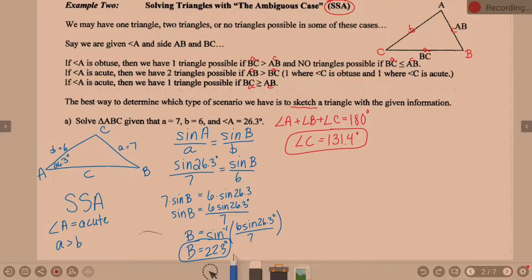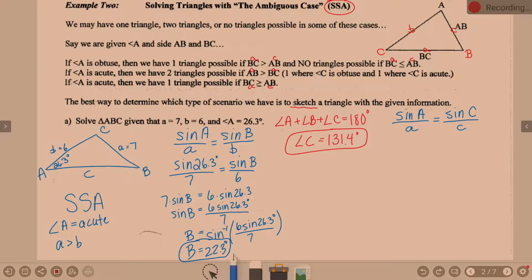One piece left to find. How do we find side C? Yep. Go back to our law of sines. Sine of A over A is equal to sine of C over C, since we're trying to find C.